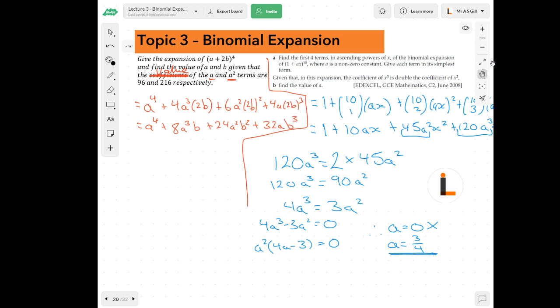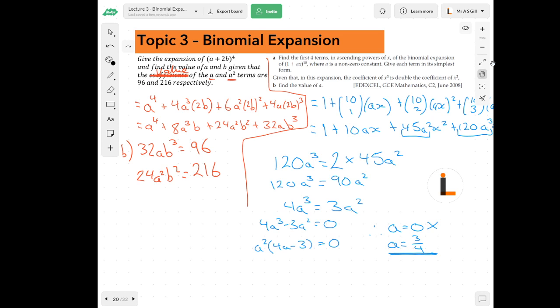And this fundamentally changes how we now go about answering this question. So I'll just take a second to go back, find that question, cross out that word coefficients and write value. And then the first thing that we want to do is take each of those terms and equate them to those values. So we've got 32AB cubed is equal to 96, and 24A squared B squared is equal to 216.